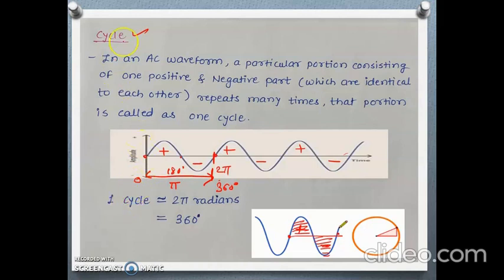Okay. This is the cycle of AC quantity. The part which is repeated is known as cycle. The part, or the portion which is repeated itself many times, is known as cycle of an AC quantity.